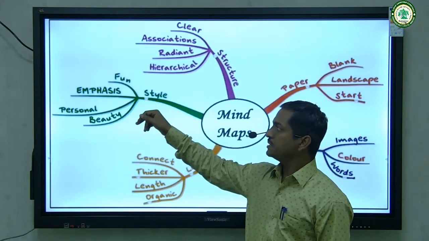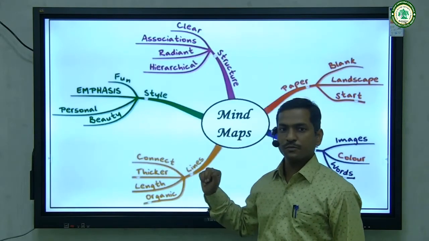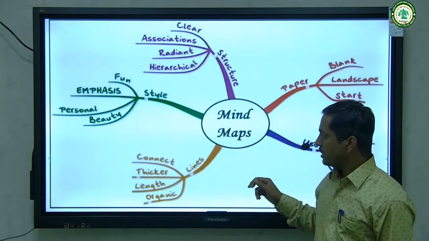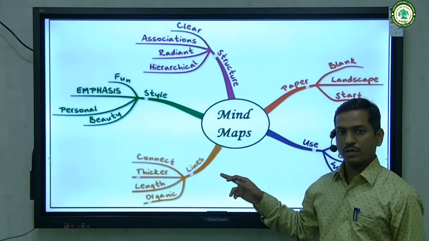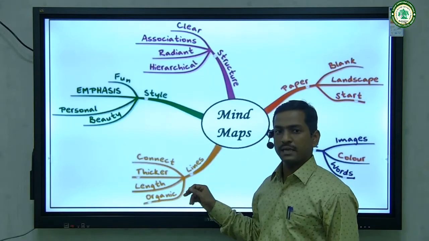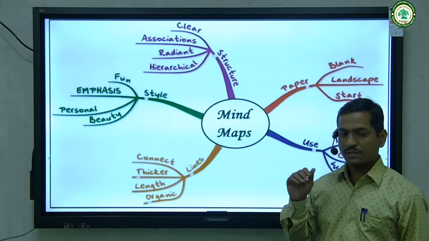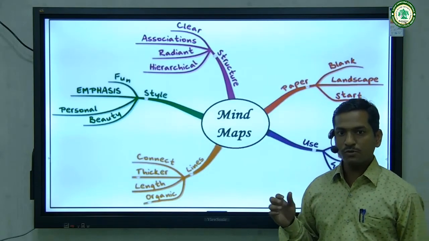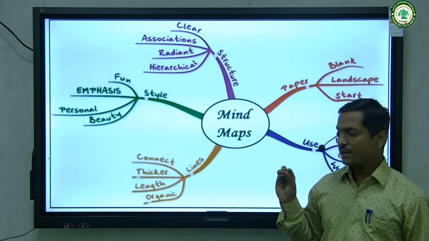Then you can use funny style, emphasize or personal style, or you can use beautiful style while doing your mind maps. Then lines, which kind of lines can we use? You can use connective lines, thicker lines, lengthy lines and organic lines. In this way, with the help of this image, you can do your mind map in a very effective way.